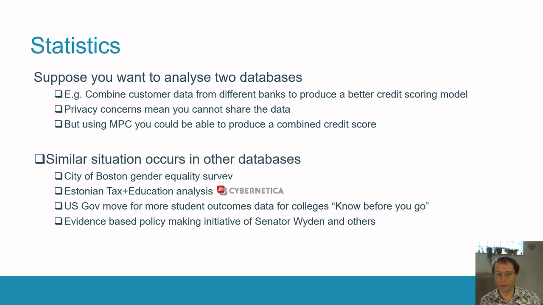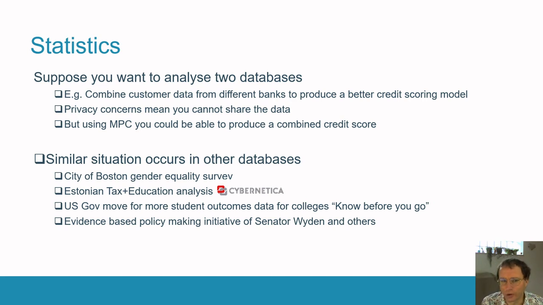A classic example of using MPC is to do analysis of two databases. You want to combine two customer databases, say from two different banks, but for privacy reasons you don't want to share that data. For example, you might want to produce, using MPC, a combined credit score, so you can combine the credit scoring mechanism of one bank with that of the other to get a better credit scoring mechanism, but without revealing each bank's customer data to the other.